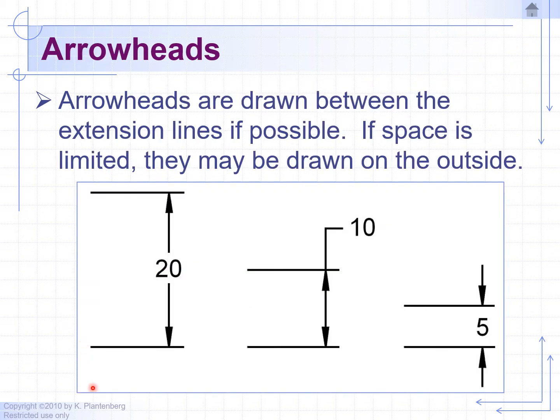Okay, so here we have a feature size of 20. Let's say it's an overall height of 20 units. Typically you want to keep the arrowheads and the dimension size of 20 here between the extension lines of the dimension. But when you don't have room, like in the next example, you can take the text out.